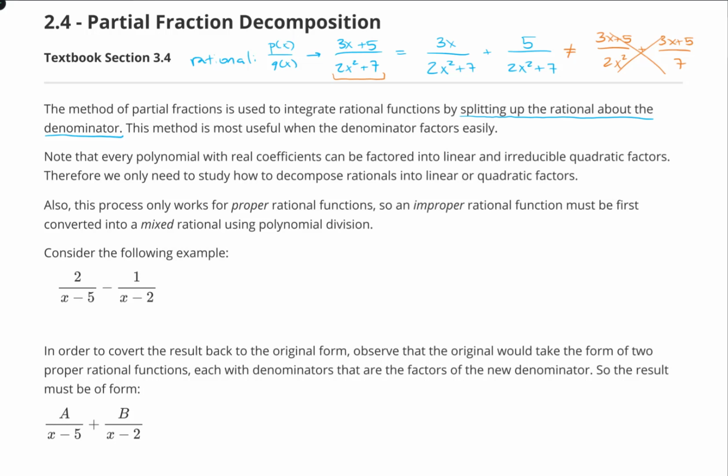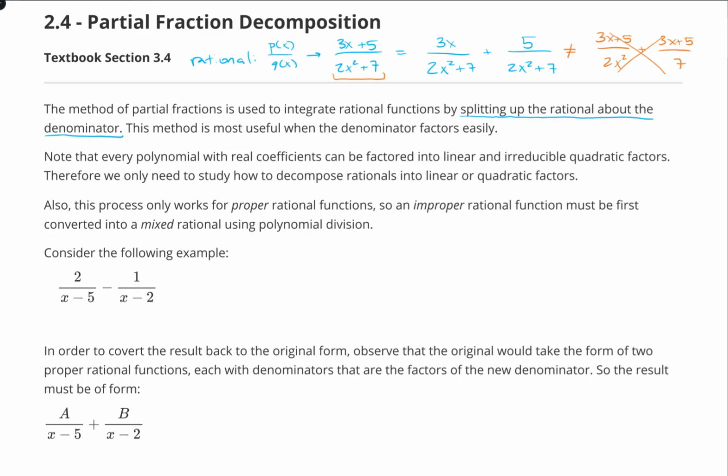So one thing that's useful to us is that every polynomial with real coefficients can be factored into linear and irreducible quadratic factors. Okay, so if we take a polynomial that is degree 3, degree 4, degree 5, we can break it down into a product of irreducible linear and quadratic factors. And I'll explain how that's helpful as we go through some examples.